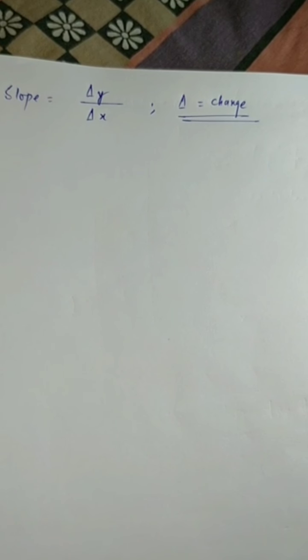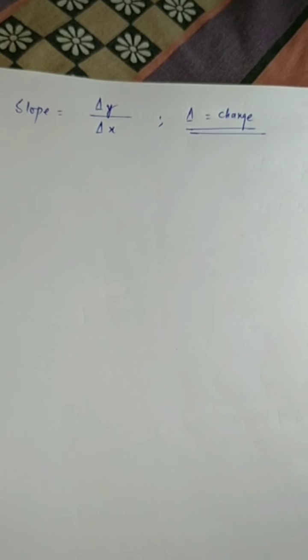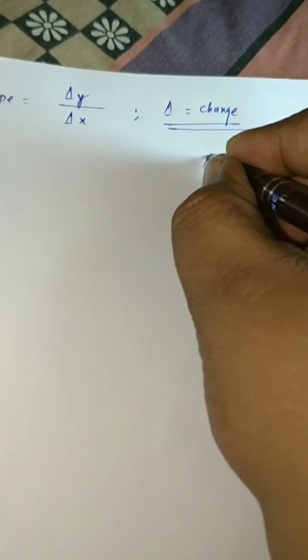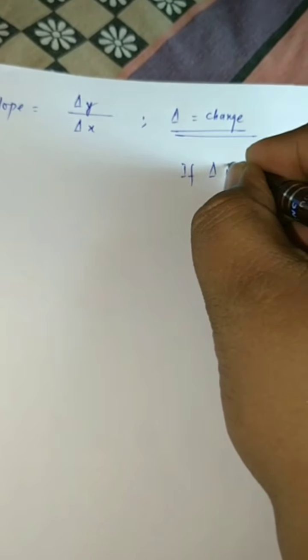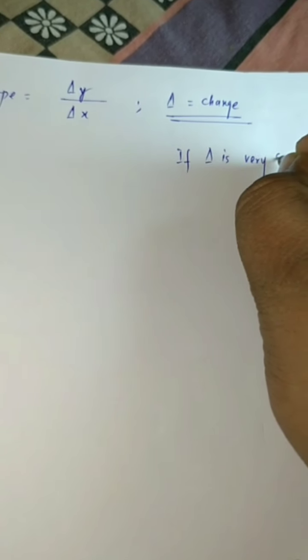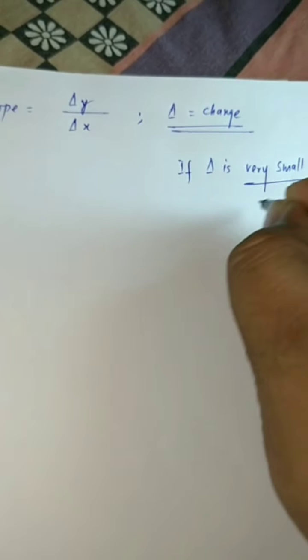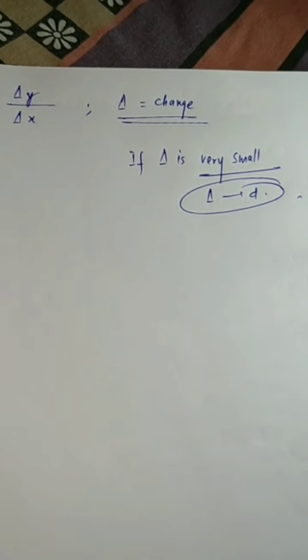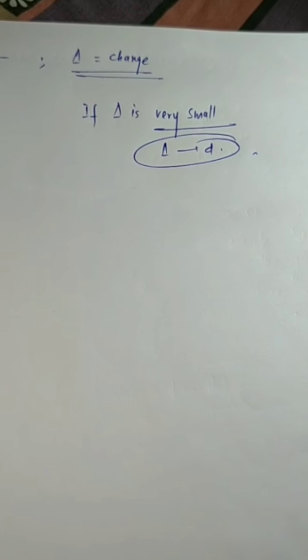So bringing that final equation, slope is equal to delta y upon delta x, where delta denotes change. In calculus, if delta is very small, then delta is replaced with d. That is one thing we have to understand. If your change is very small, what is the meaning of very small change?